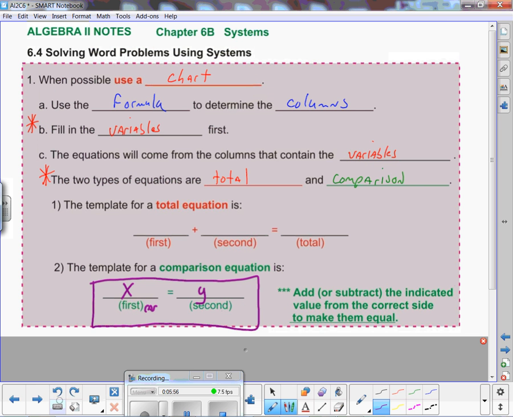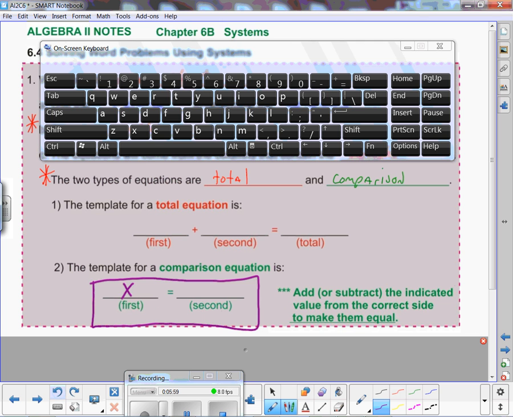All right, let me get rid of the rest of all this. I keep hitting my keyboard. What a pain. All right, there we go.